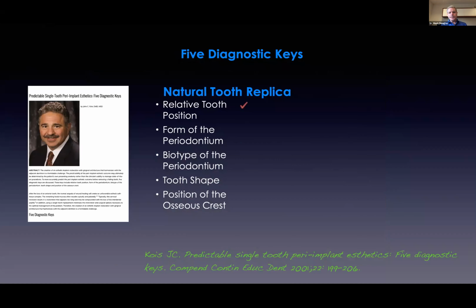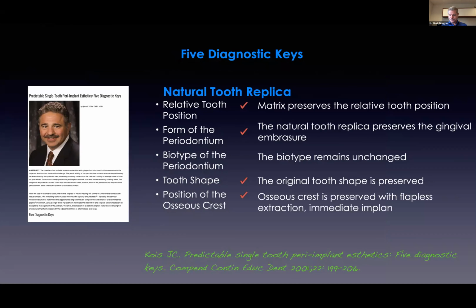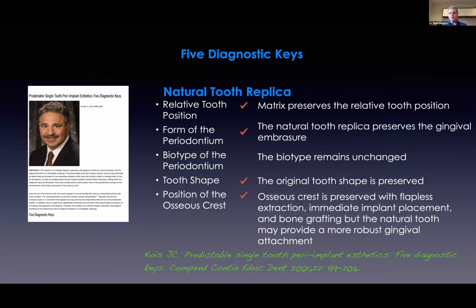So how do we do with this? Natural tooth position: the matrix preserves the relative tooth position and form of the periodontium. The natural tooth replica preserves the gingival embrasure, biotype remains unchanged, and the original tooth shape is preserved. The position of the osseous crest was preserved with flapless extraction, median implant placement, and bone grafting, but the natural tooth may provide more robust gingival attachment.